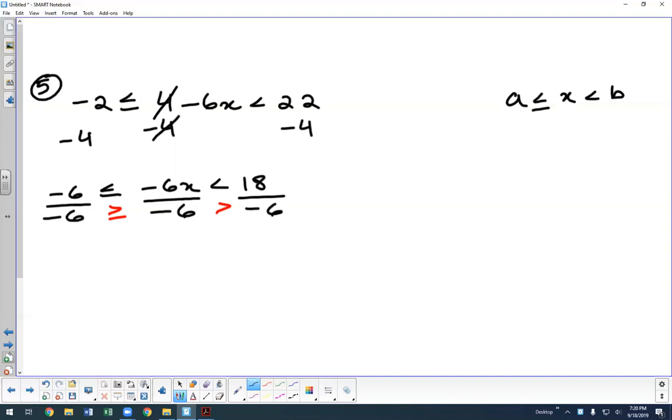-6 divided by -6? 1. Yep, +1, but now it's going to be greater than or equal to. Of course, we are now left with just x in the middle. Greater than 18 divided by -6? -3. And you can see we kind of got our sandwich here. So if I want to put this in order, I'm going to bring my -3 here, and my 1 here. The open mouth is towards x. The open mouth is towards 1.